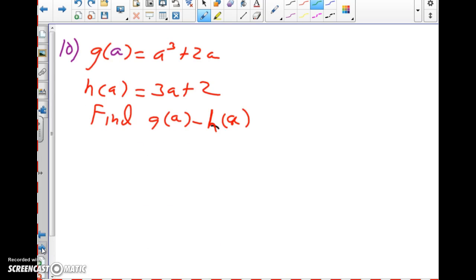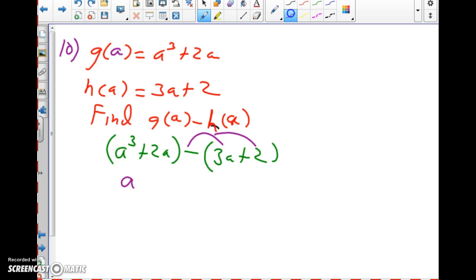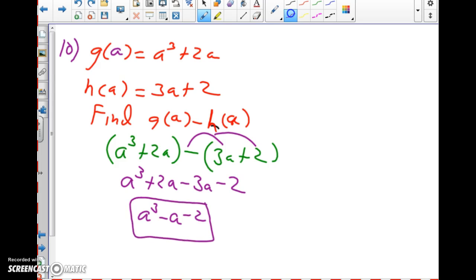All right, now here's the same sort of thing. Here's g of a and h of a, right? And they want to know what's g of a minus h of a. Okay, so once again, just write it down. g of a is first. Here's that. Okay, minus h of a is second. There's that, right? Okay, now what are you going to do next? Distribute the negative, right? So go distribute the negative. Here we go. Distribute, right? So you get a cubed plus 2a, and then what? Negative 3a, and then negative 2, right? Okay, now combine your like terms. So what are you going to get? a cubed minus a minus 2. That's right. You got it. There's your answer. You're pretty good there.